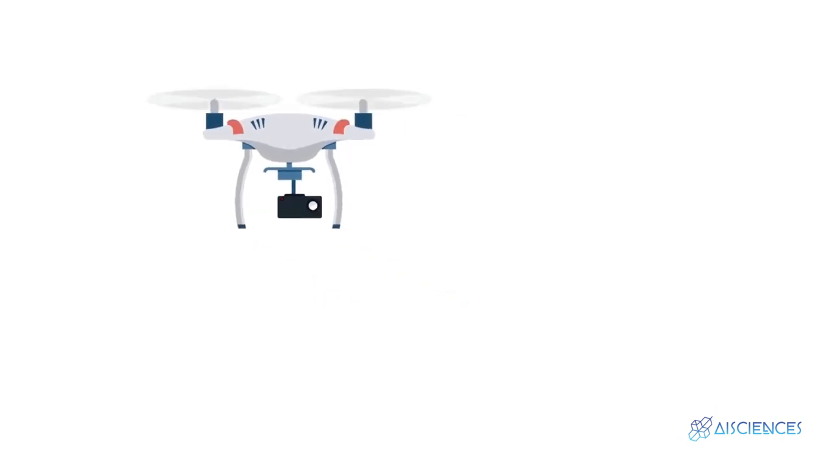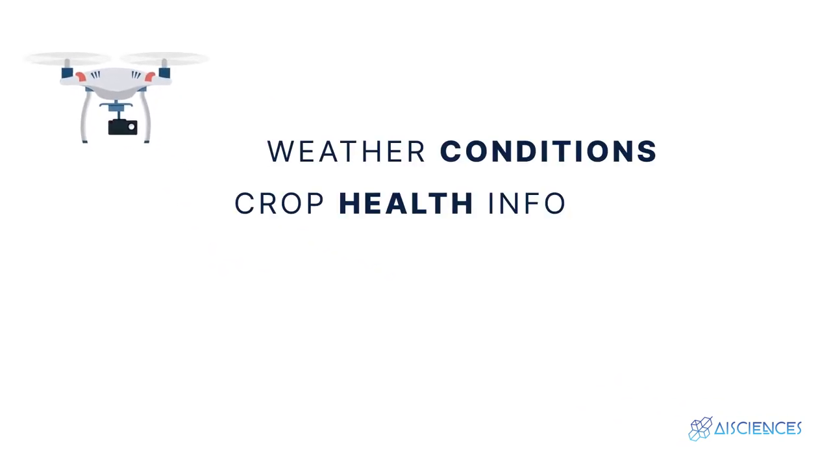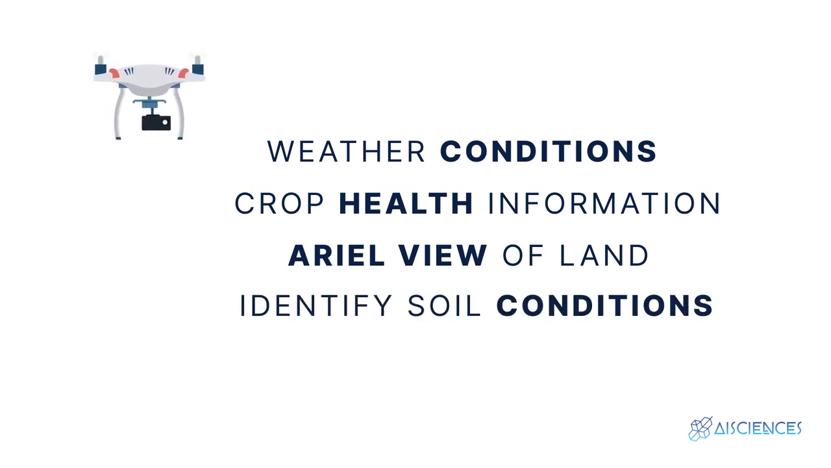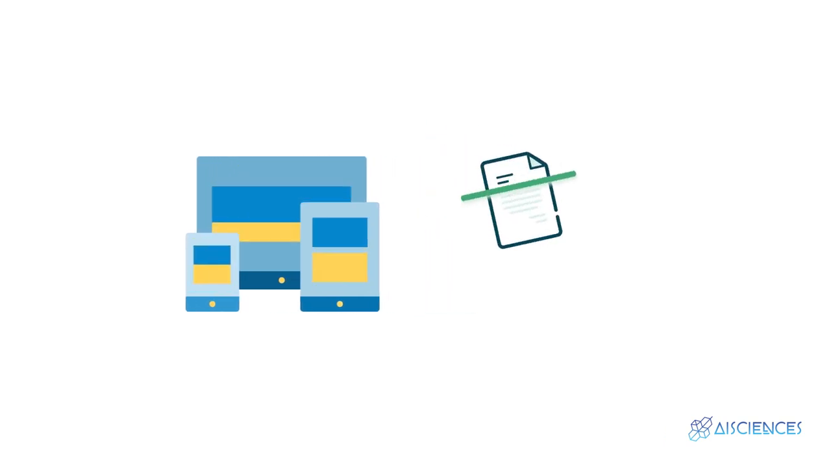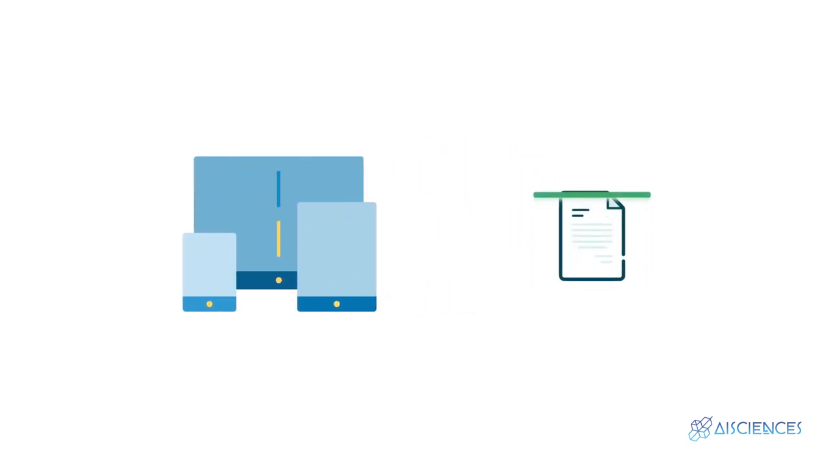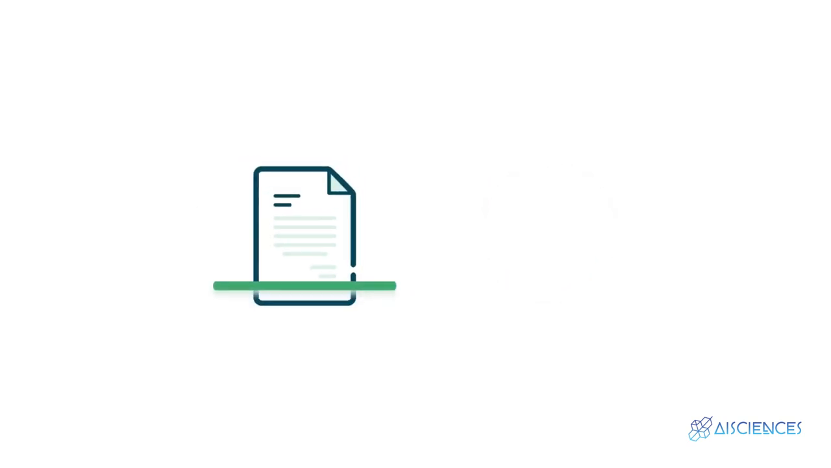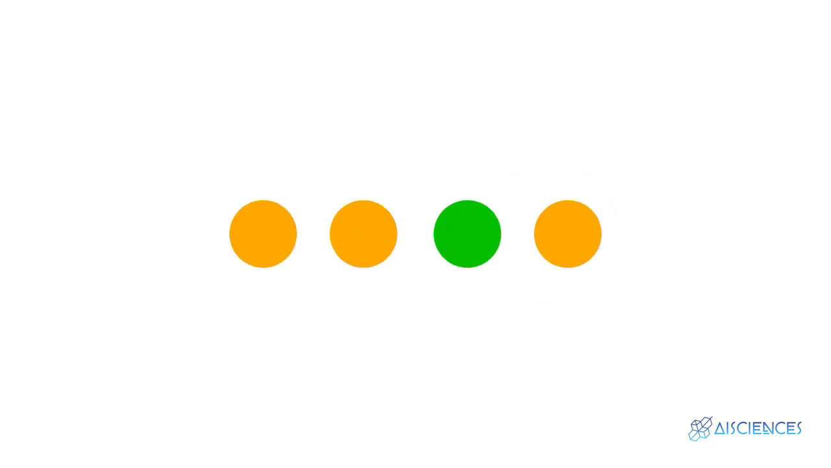The camera is trained to detect adverse weather conditions, provide crop health information, present an aerial view of the entire agricultural land, and identify soil conditions. The data collected from these drones and satellite images is fed into smart systems. These systems analyze large volumes of complex data and provide reports. These accurate reports enable farmers to adopt more efficient growing methods. They can also take the right steps in advance.